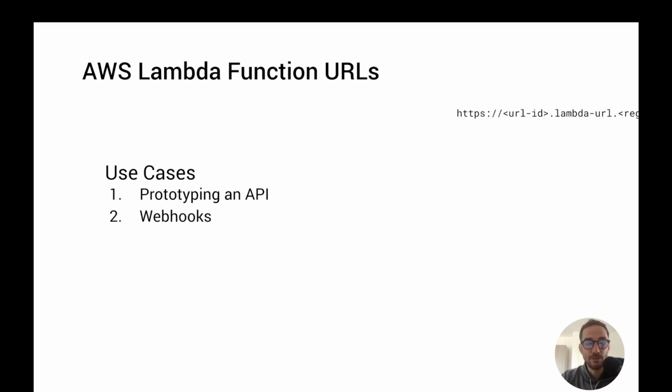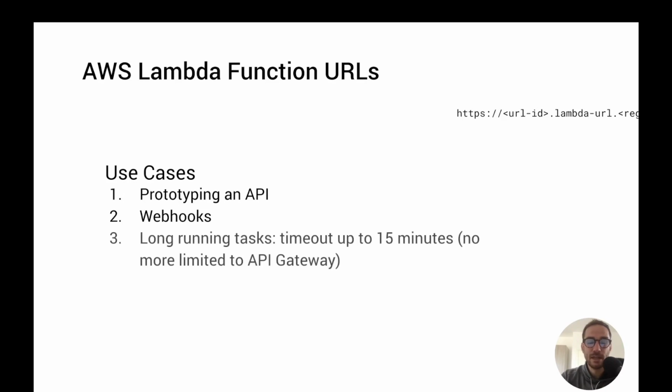It can also be useful when you have webhooks and you are integrating third-party services. You need a public endpoint without any specific configuration. Function URL is great because it lets you have this public URL that can be called by any service in the world. So webhooks is a great use case, I think, for function URLs.